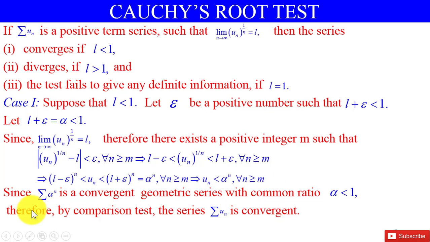Now, since sigma alpha raised to the power n, that is the series alpha raised to the power n, is a convergent geometric series with common ratio alpha less than 1, therefore, by comparison test, the series sigma un is convergent.